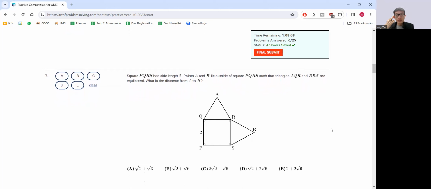Okay. Question 7. Square PQRS has side length 2. This feels a little bit harder than a usual start of an AMC10 paper, I have to say. But anyway, it should not be too bad, right? Okay, so I just want the distance of A to B. It should be fully symmetric.